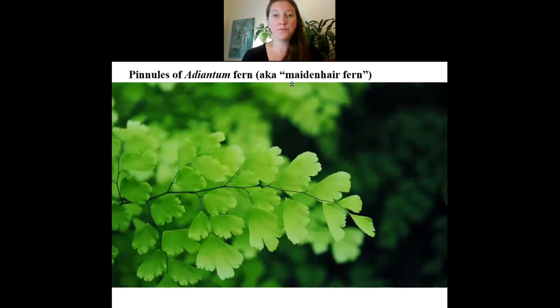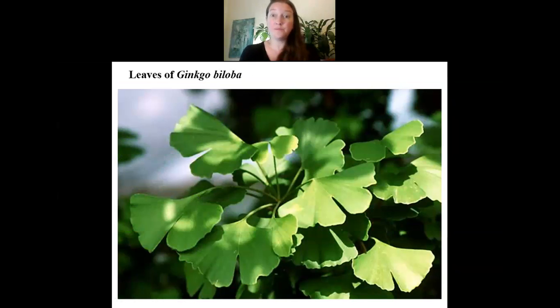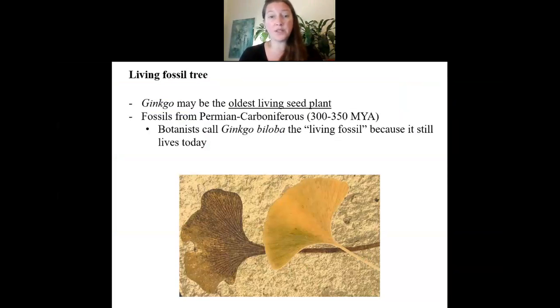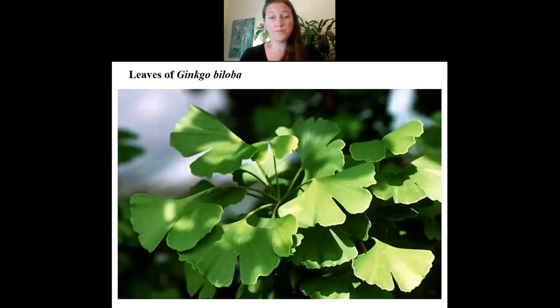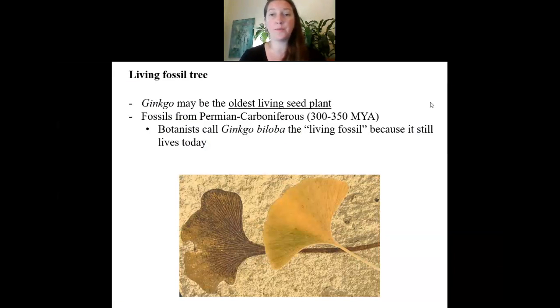Here's what I was talking about. So these are the pinnules. Remember, pinnule is the smallest part of a compound leaf that has many different parts to it, right? Like 1 times, 2 times, 3 times, depending on the compound. The smallest thing is the pinnule. So these are pinnules of the maidenhair fern. And if you look at the leaves of ginkgo, it looks very similar, right? So that's why it's called maidenhair tree, because it looks like the leaves of maidenhair fern.